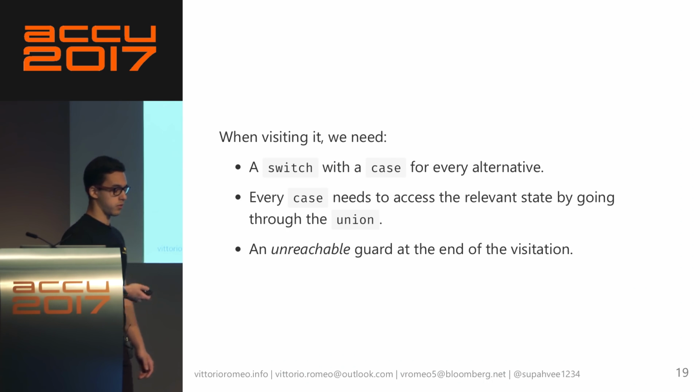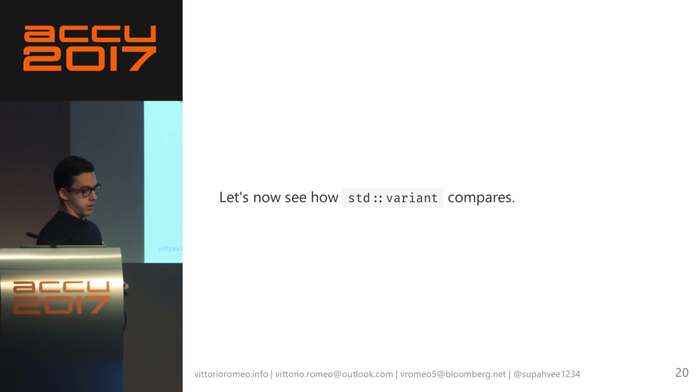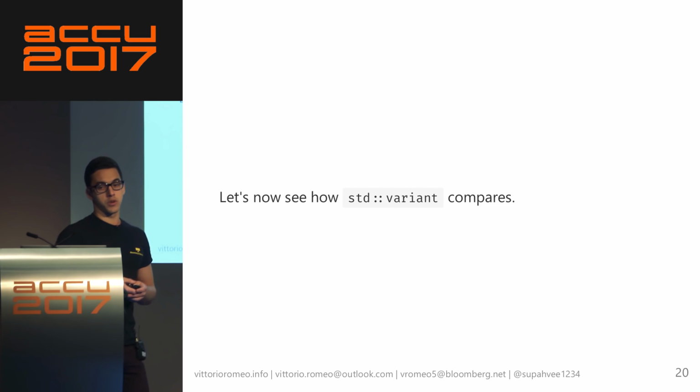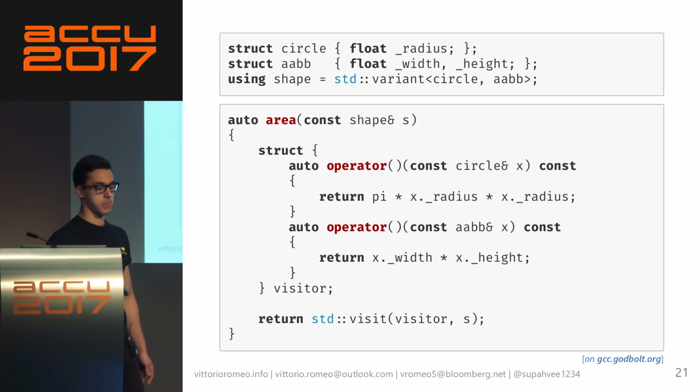So as a recap, when visiting, and by visiting I mean finding out what the currently active alternative is and performing some action on it, we need a switch with a case for every alternative, and every case needs to access the relevant state by going through the union, and we also need some sort of unreachable guard or something that will help us catch mistakes. So that was a lot of code, and if you're familiar with tagged unions, you've probably written something like that. Let's now see how std::variant compares.